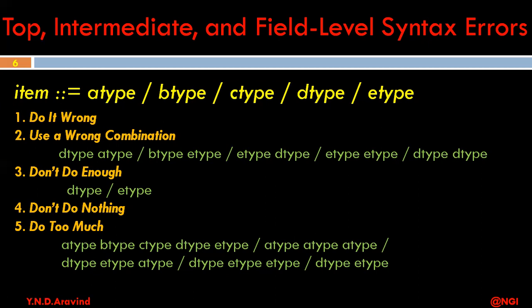And the fifth type, do too much. For example, A type, B type, C type, D type, E type, or A type, A type, A type, or D type, E type, A type, D type, E type, E type, D type, E type. So here we have to focus on one level at a time and keep the levels above and below as correct as we can.